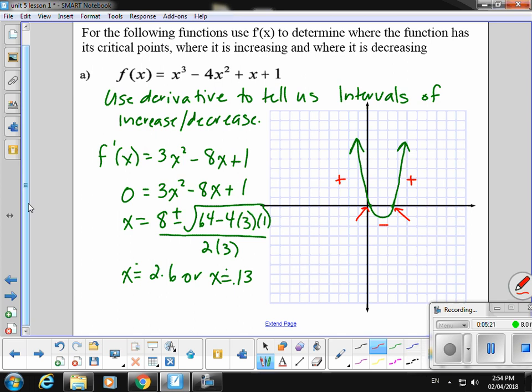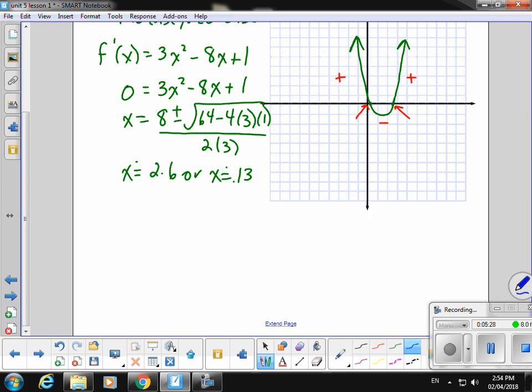At this point, we're going to create a nice, neat table and just look at intervals of increase and decrease. So I know that those important values for x are 0.13 and 2.6. And I'm going to ask you to set your table up nice and neat and tidy so we can all be on the same page. So I know that my derivative is 0 at those two places. So those would be my critical points. That's going to tell us something about the function itself.